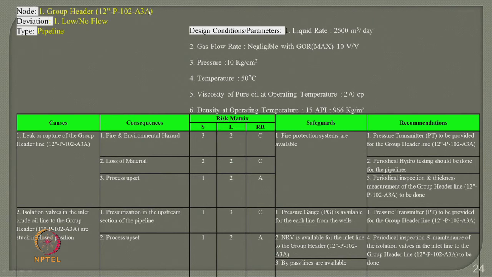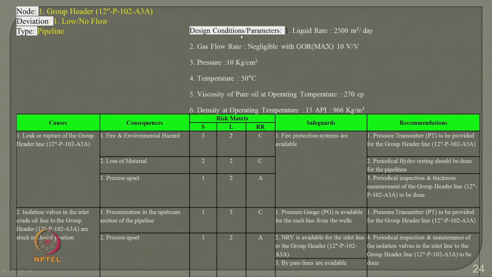Now interestingly, I am identifying the failure as a pipeline failure, and please see here I am writing explicitly the deviation. Now the deviation indicates two words, the first word followed by the second word. Now there can be low flow, there can be no flow. So both are deviations from the design intent.